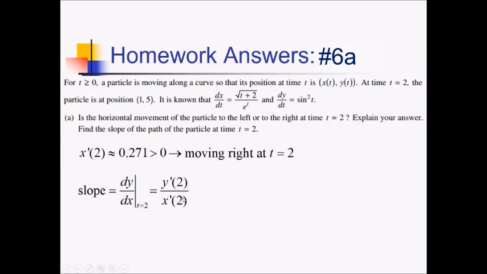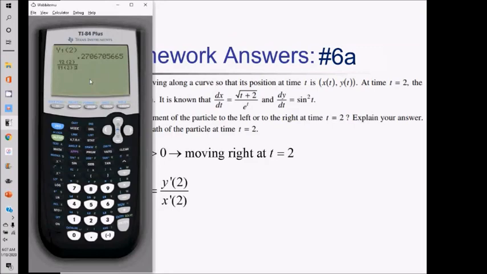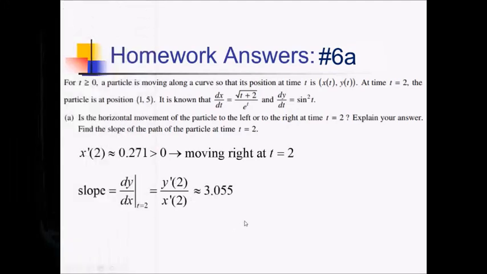And we just need to plug those into the calculator now. So here's what this looks like on the calculator. Y prime, which I stored in y2, I'm doing that upstairs. Downstairs, I've got x prime of 2, y1 of 2. Enter, and that's about 3.055. So there we have it.